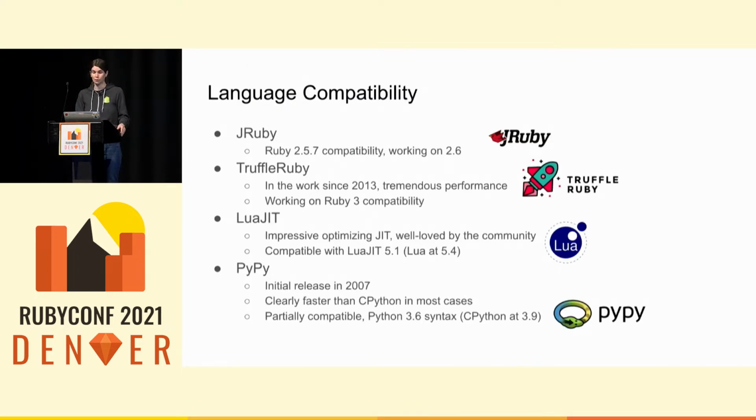Language compatibility is not just a problem in the Ruby sphere. I would say every time you have a language with an independent reimplementation, it's typical to see that alternative implementations lag a little bit in terms of compatibility. LuaJIT is an extremely impressive project that's well loved by the community, but it's trailing a little behind in terms of compatibility with the Lua language. PyPy is also a very impressive academic project that's clearly faster than CPython in many cases. But again, they're trailing a little behind Python in terms of compatibility.